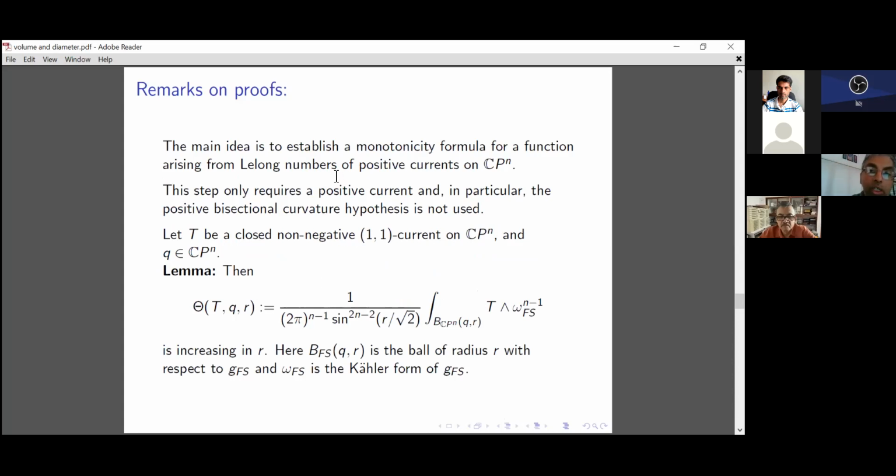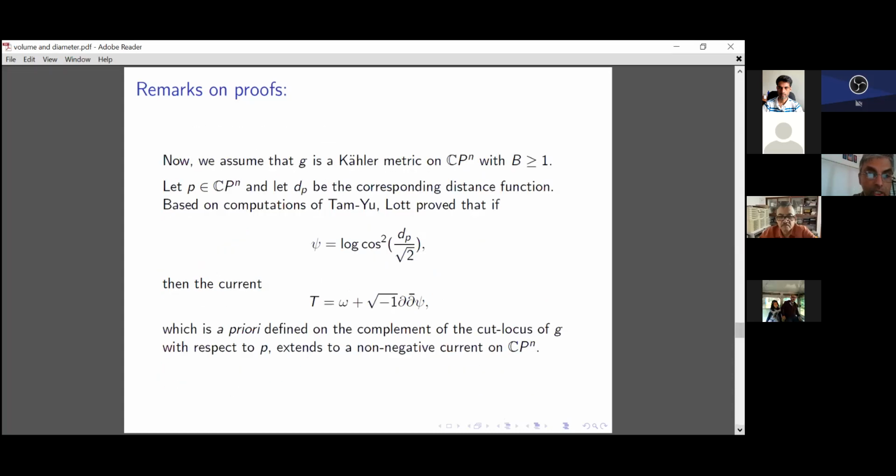Now, what current one has to look at is not clear to begin with. Let me skip this part and move on. So you start with a Kähler metric on CPN with B greater than or equal to 1. Fix a point and look at the distance function to that point. Around 2010 or so, Tam and Yu had done some computations for the Laplacian of the distance function.